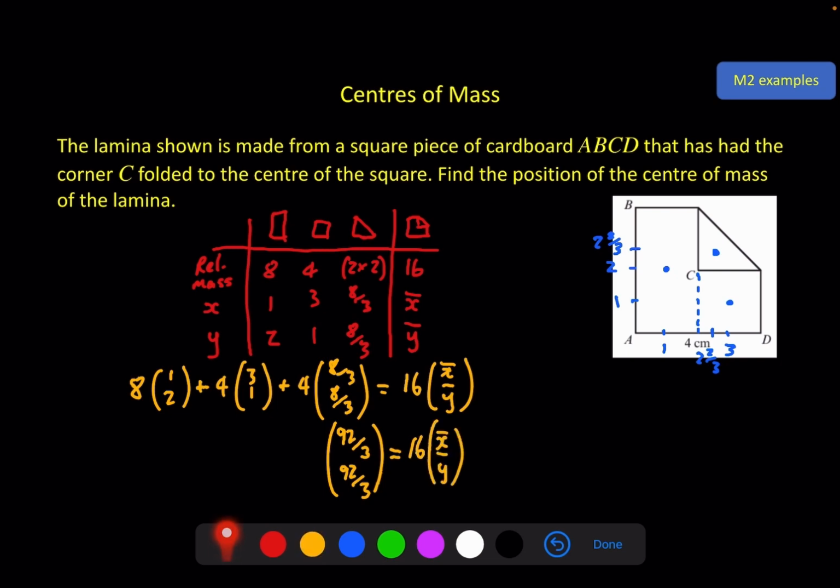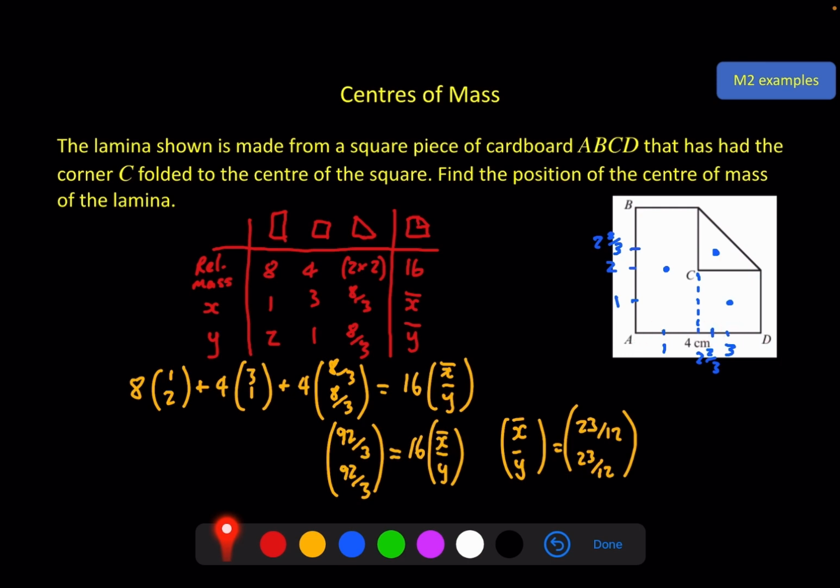Which I hope is not a surprise given the diagonal line of symmetry along here. The centre of mass will have x and y coordinates equal, which is what we have. And if we divide both of those by 16, we get 23 over 12. So the position of the centre of mass of the lamina is 23 over 12 centimeters from AB and 23 over 12 centimeters from AD.